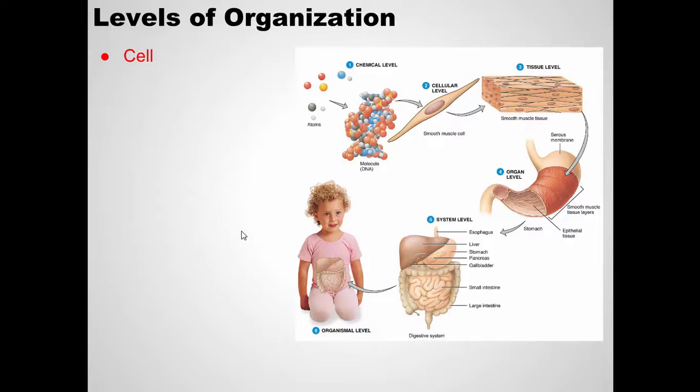For example, here's just one single muscle cell. But in some organisms that are more complex, multicellular organisms, often individual cells work together. They form tissues. A bunch of smooth muscle cells form smooth muscle tissue that has a job to do. They work together. Smooth muscle tissue can contract involuntarily. So some organisms have that level of organization.